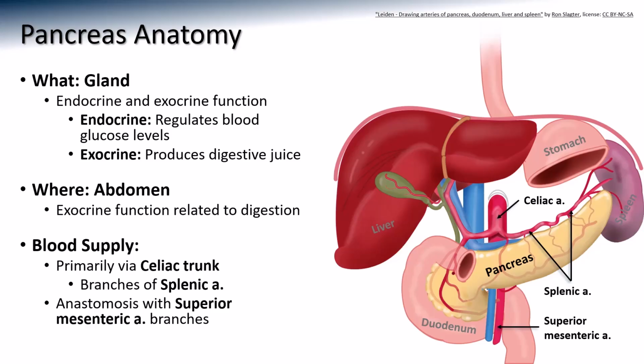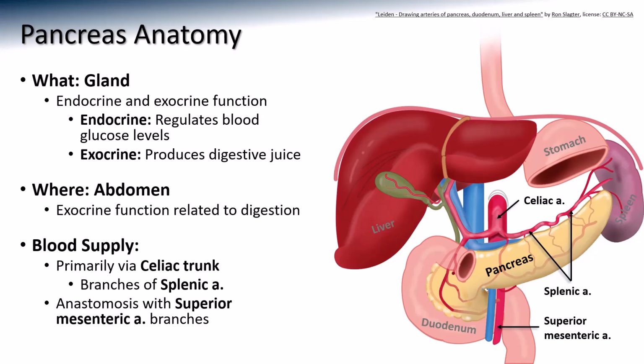All right, so the endocrine functions here are going to function primarily to regulate blood glucose levels. Its exocrine functions are going to produce and push some digestive juice into the digestive tract. So we will discuss that more when we're in our GI unit.